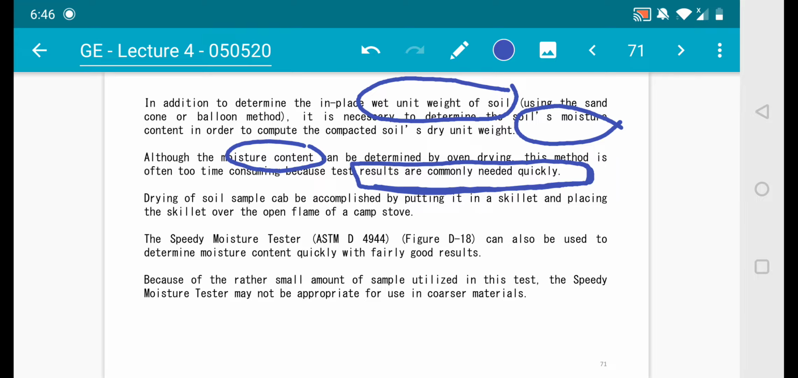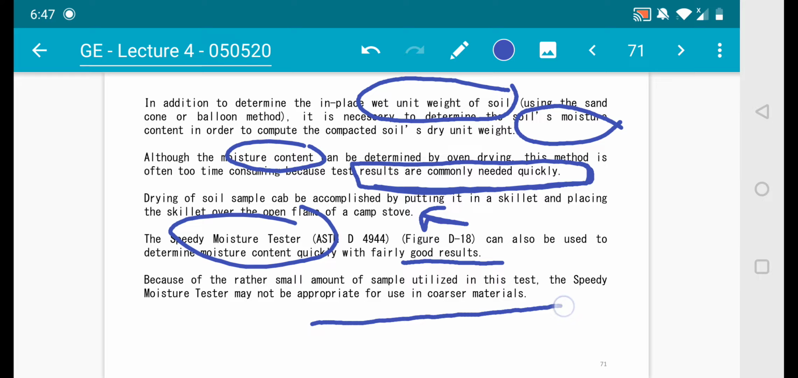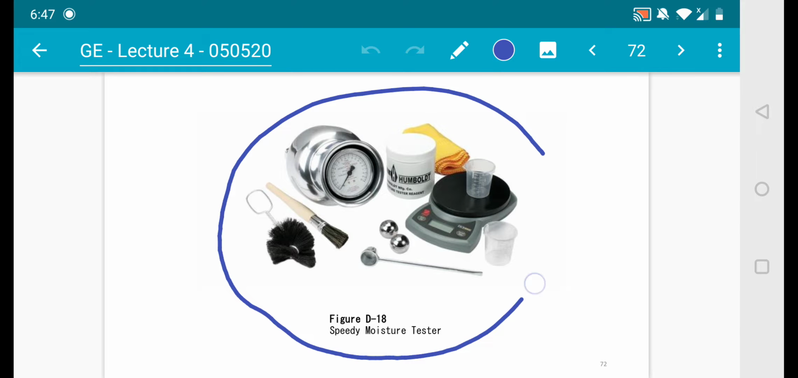Drying of a soil sample can be accomplished by putting it in a skillet and placing the skillet over the open flames of a camp stove. So this is at site. The speedy moisture tester can also be used to determine moisture content quickly with fairly good results. Because of the rather small amount of sample utilized in this test, the speedy moisture tester may not be appropriate for use in coarser materials. So it goes back to the nature of the soil. This is your speedy moisture tester.